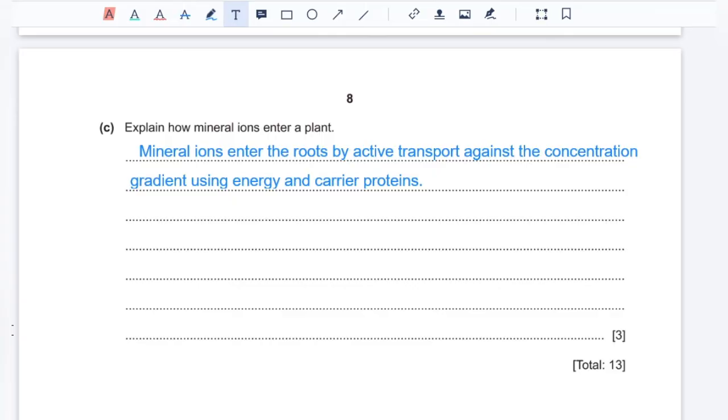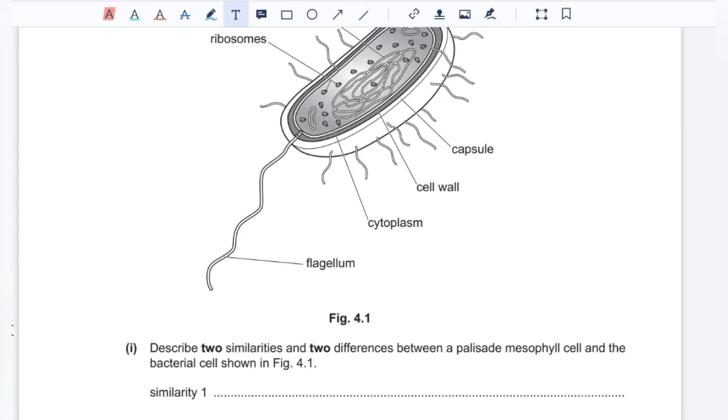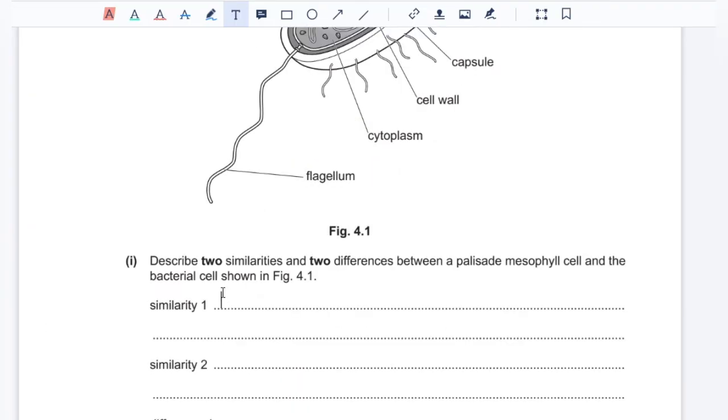Question 4a, figure 4.1 is a diagram of Vibrio cholerae, the bacterium that causes cholera. Describe 2 similarities and 2 differences between a palisade mesophyll cell and the bacterial cell shown in figure 4.1. So you're supposed to describe these similarities and the differences between a plant cell and a bacterial cell.